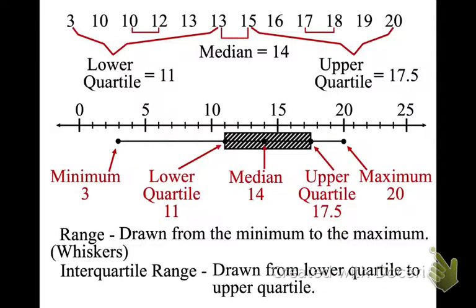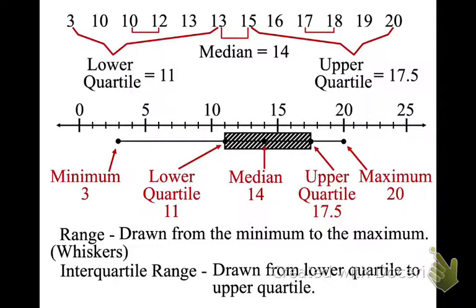It's a box drawn from the lower quartile to the upper quartile. You don't really need to fill it in. So we have our lower quartile is labeled. Okay, so my lower quartile, I'm going to start with our minimum.